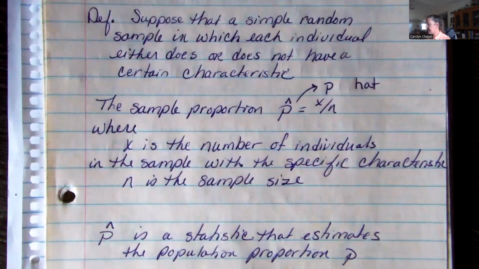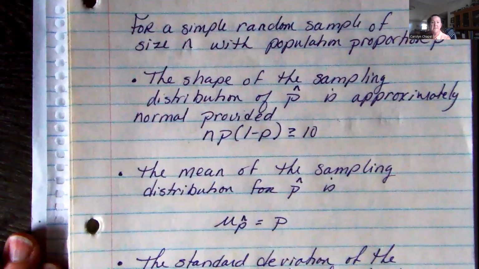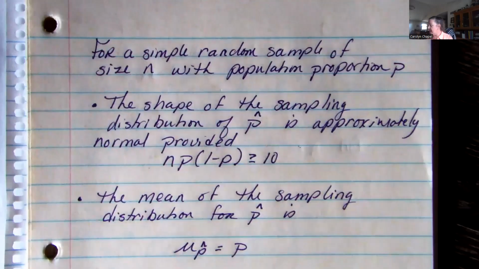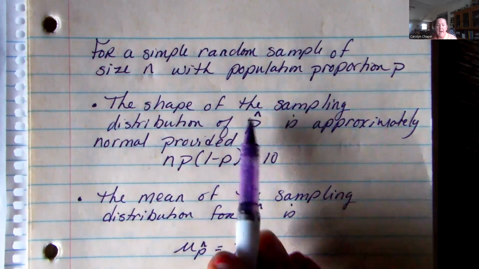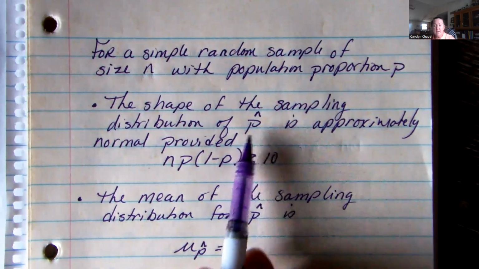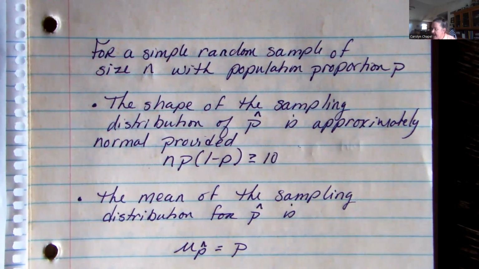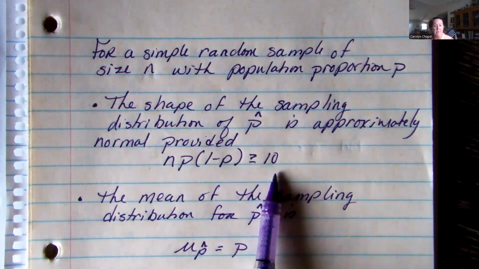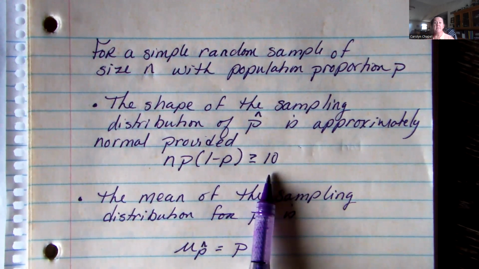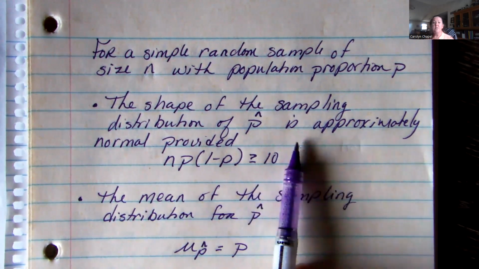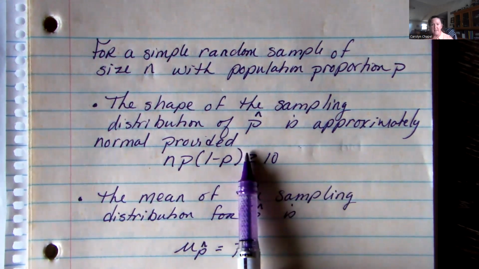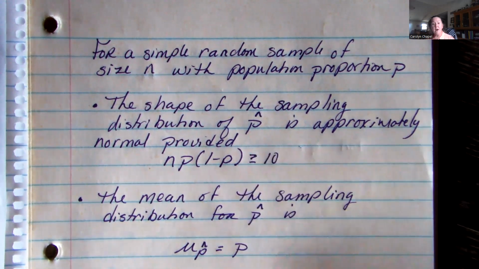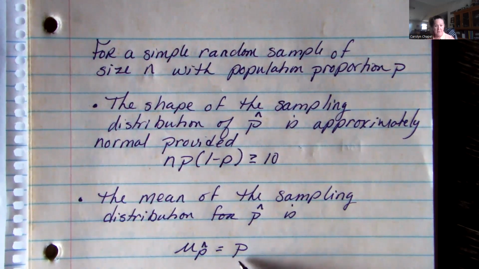Well, it turns out that for this p-hat, with a random sample of size n, the sampling distribution is going to be approximately normal, provided we have n times p times (1 minus p) is bigger than or equal to 10, which happens a lot of the time. And if that happens, it is approximately normal, so it follows that bell-shaped curve, and the mean of that distribution is going to be our population proportion.